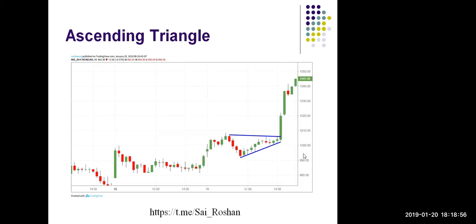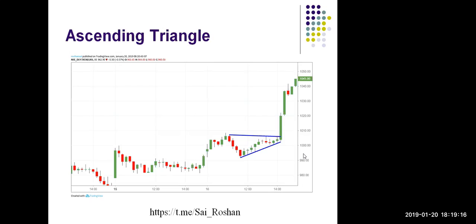30 points is not a simple thing, right? Tata Elxsi, 3%. So what I'm trying to tell you is that the resistance is there, and this lower diagonal line acts as a support all the time. You can see 1, 2, 3, 4, 5, 6 candles. What more confirmation do you want? It's a strong support. It's not going to break that easily. If it breaks, it's going to go down.